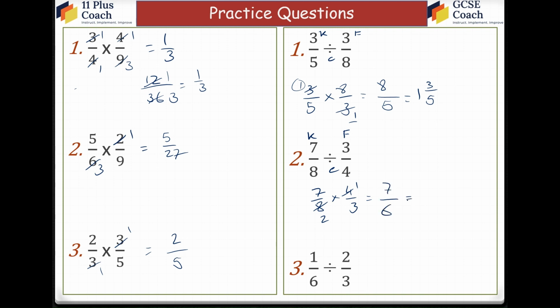Again, improper fractions. So how many 6's go into 7? 1, with the remainder of 1 over 6. 1 and 1/6 is the answer for this question.